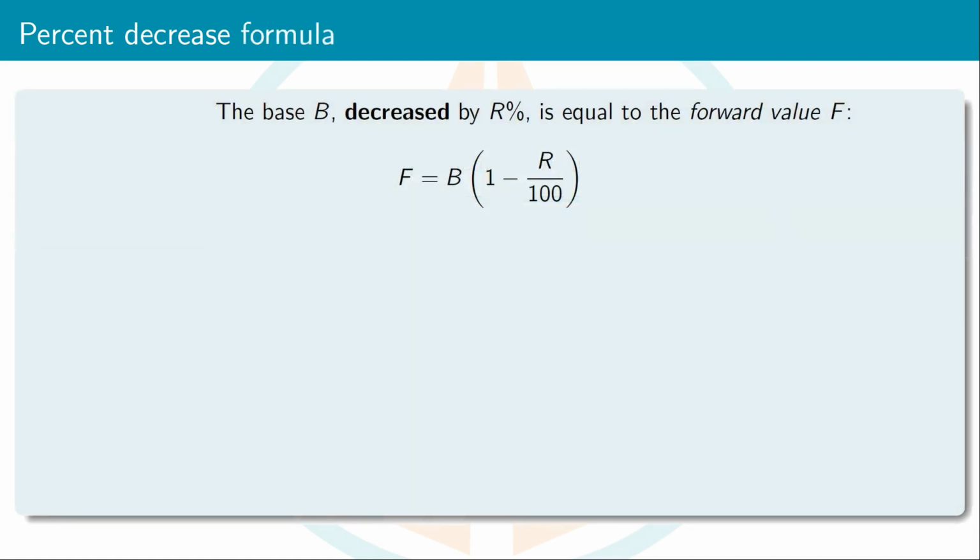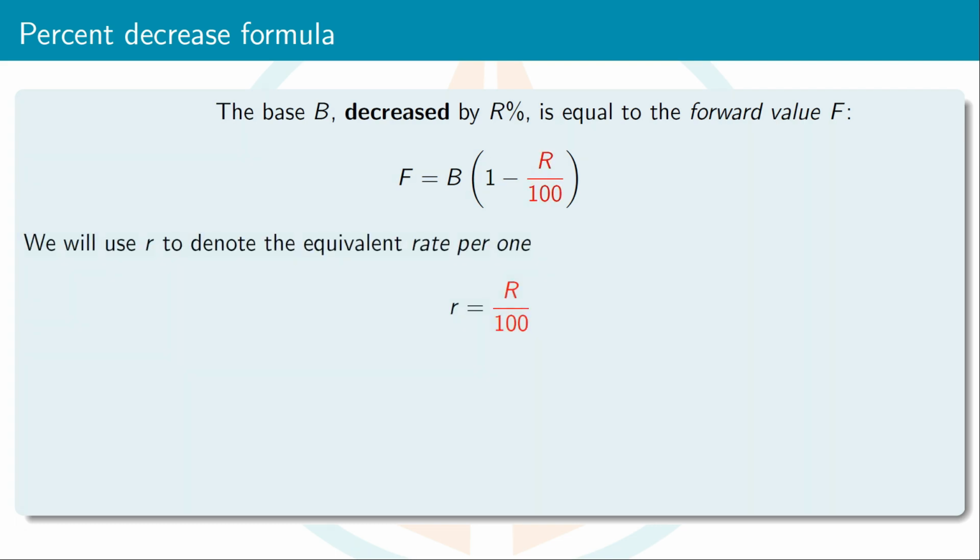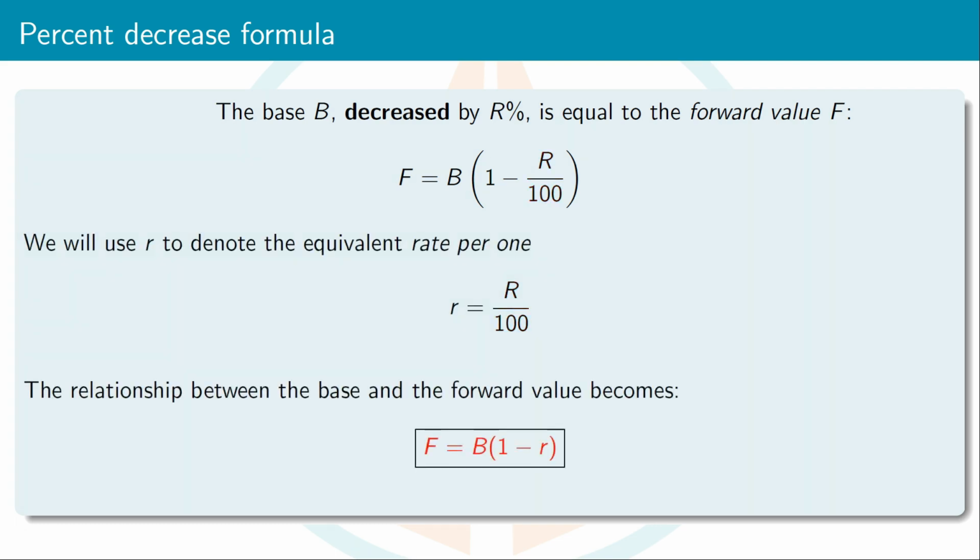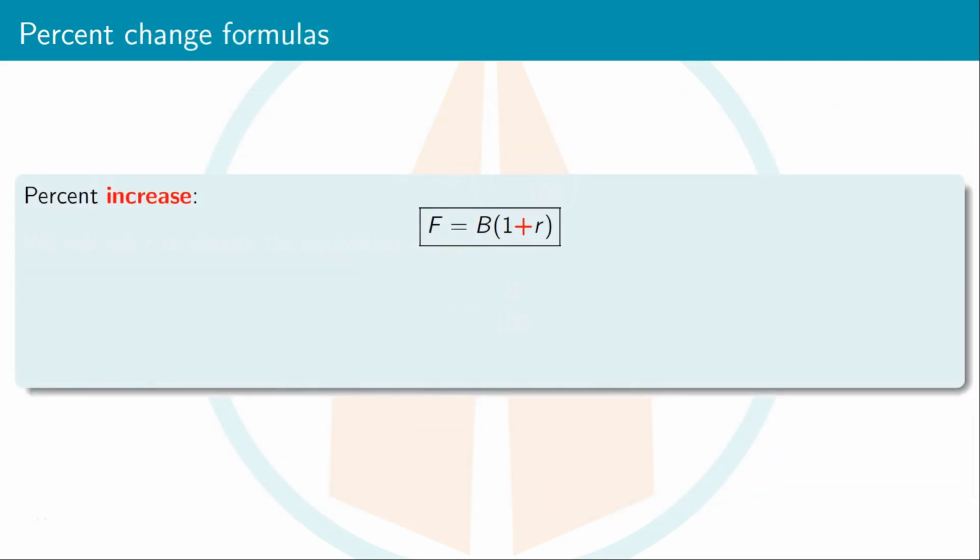Similarly to percent increase formula, we can build percent decrease formula. In this formula, the forward value f will be connected with the base b. But this time, the rate per 1 will be subtracted. Let's review. We have obtained two formulas. First is the percent increase, and the second is the percent decrease.